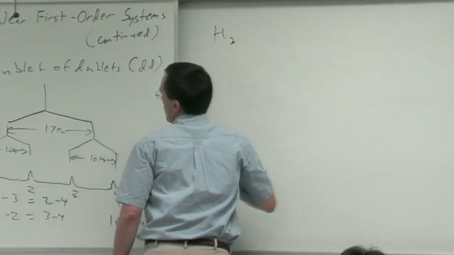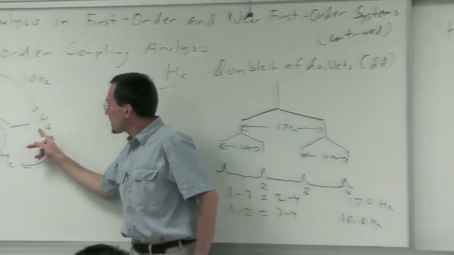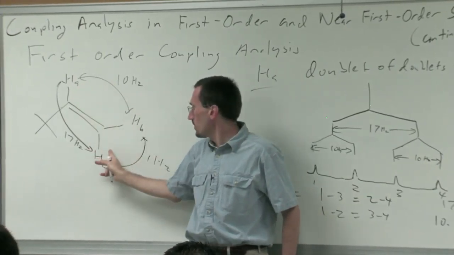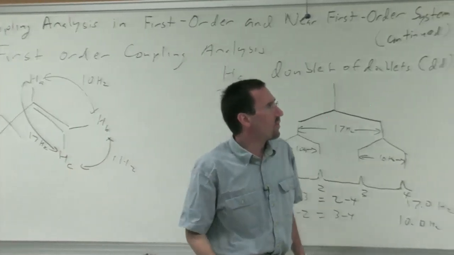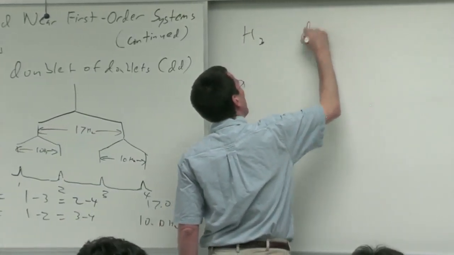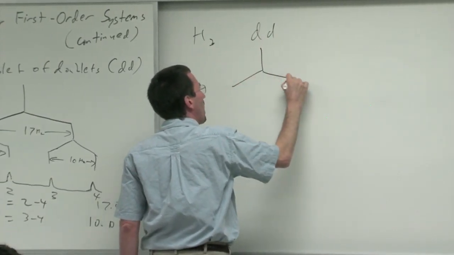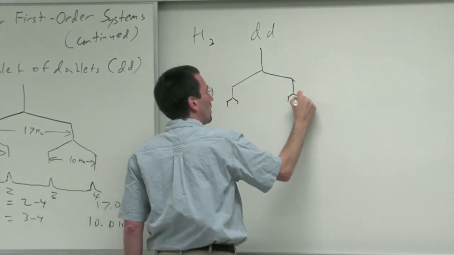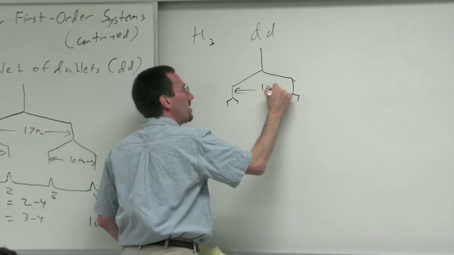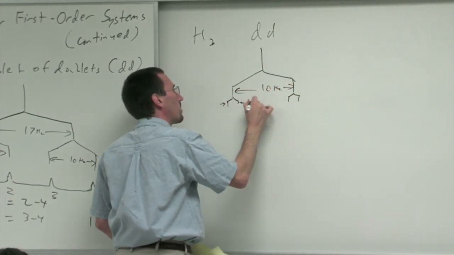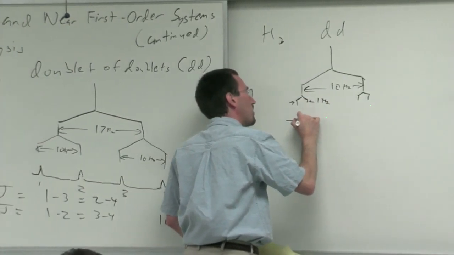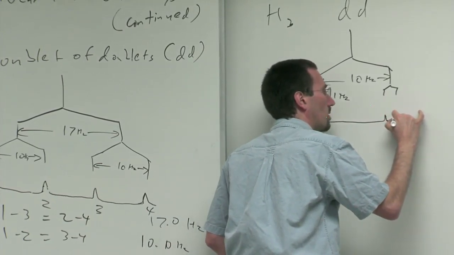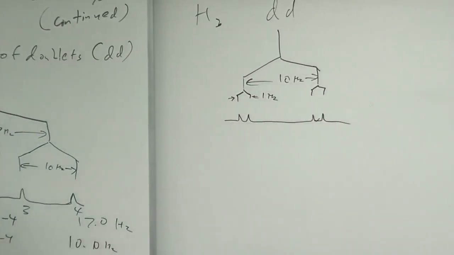Let's take a look at what we'd expect for HB. So HB is going to be split by HA with a coupling constant of 10 hertz, and it's going to be split by HC with a coupling constant of 1 hertz. So it too will be a doublet of doublets, and I will try to draw everything proportionately on my blackboards here. And so here we have our 10 hertz. And here we have our 1 hertz, and we get a pattern that looks like so.